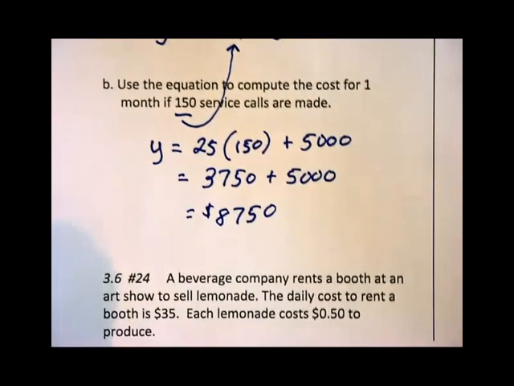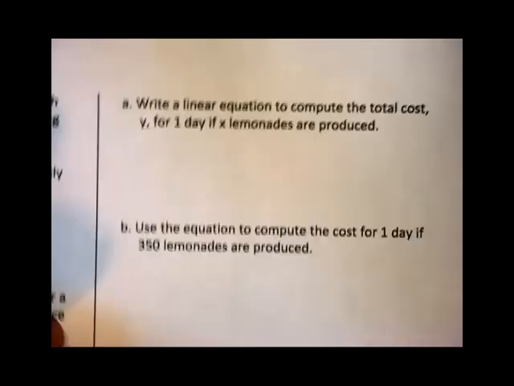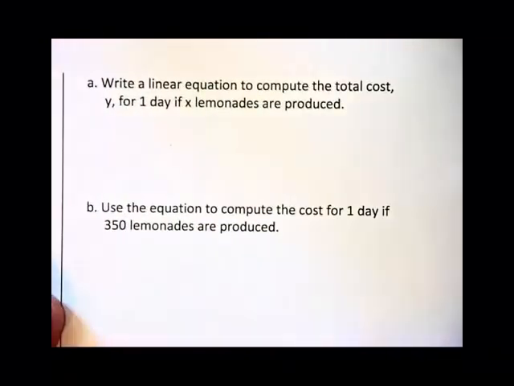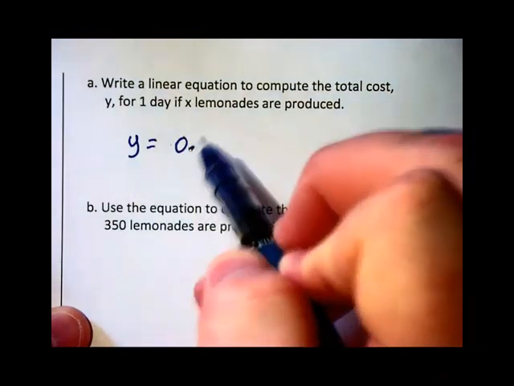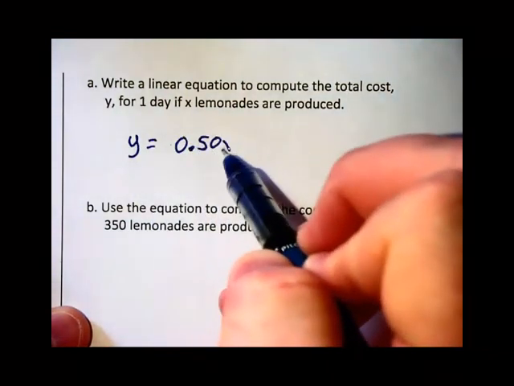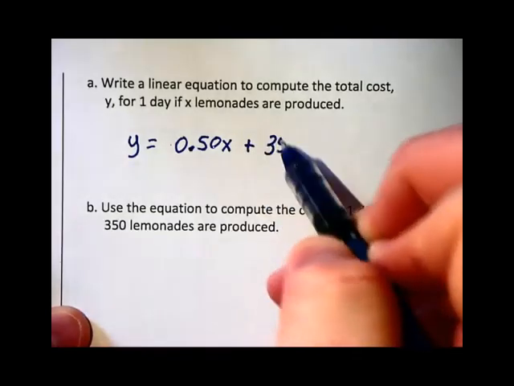Next problem, we're dealing with a lemonade stand basically. Daily cost to rent the booth is $35, and then 50 cents for each lemonade it produces. So again, we want to write this as an equation. Y equals 50 cents times the number of lemonades plus the $35 to rent the booth.